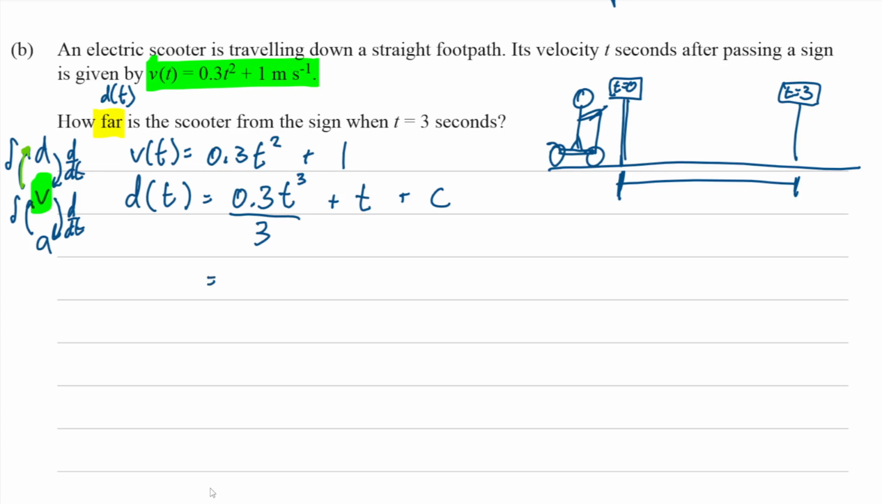So just simplifying that a bit, I'll just do it in one line. So 0.3 divided by 3 becomes 0.1, just to clean it up. All right, so we found the distance equation. What's our last step? Well, they're wanting a distance for time equals 3 seconds. Now, actually we haven't found the distance equation yet, have we? Because we have this plus c.